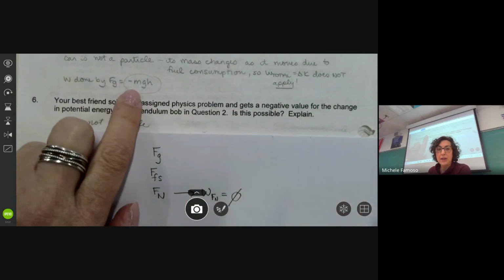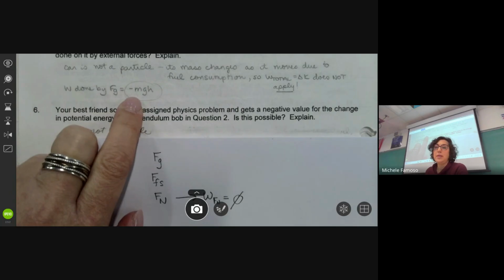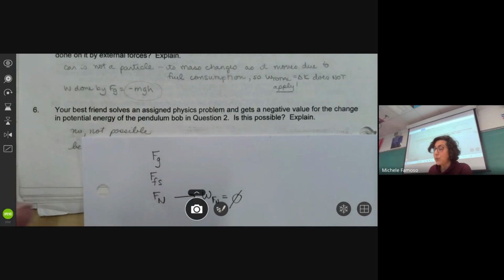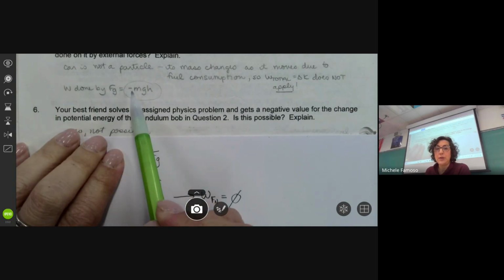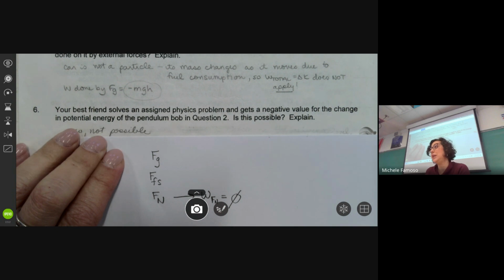So work done by gravity would actually equal the negative change in potential energy. So that's what we would have to come up with here, that the work done by the force of gravity would be negative mgh. That's it. Okay, that's the only way you're going to be able to do that. Work done by a gravitational force is always equal to the negative of the change in potential energy.